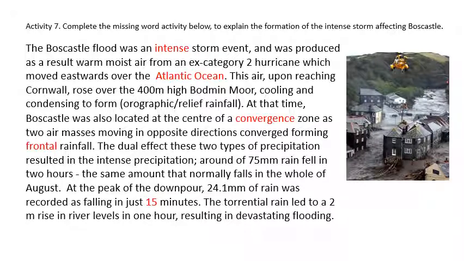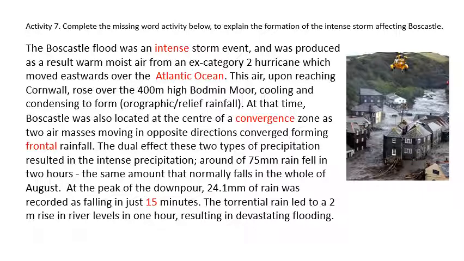So it says that the Boscastle flood was an intense storm event. It was produced as a result of warm, moist air from an ex-Category 2 hurricane which had moved eastwards over the Atlantic Ocean. So it was the remnants of a Category 2 hurricane. This air, upon reaching Cornwall, rose over the 400 metres high Bodmin Moor, cooling and condensing to form orographic or relief rainfall. So that air was forced upwards, cooled down and condensed and formed that rainfall.